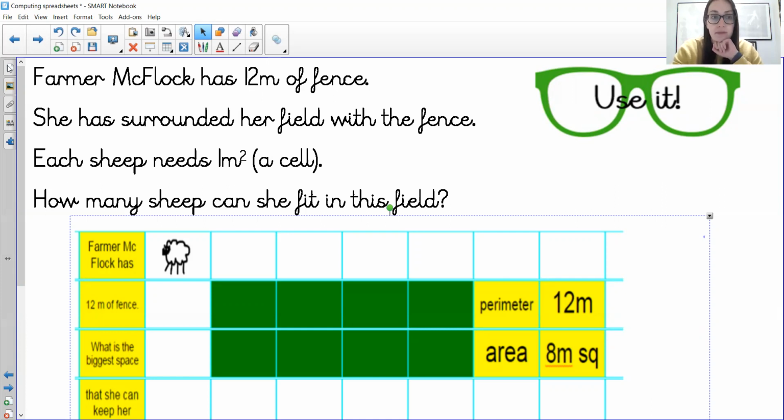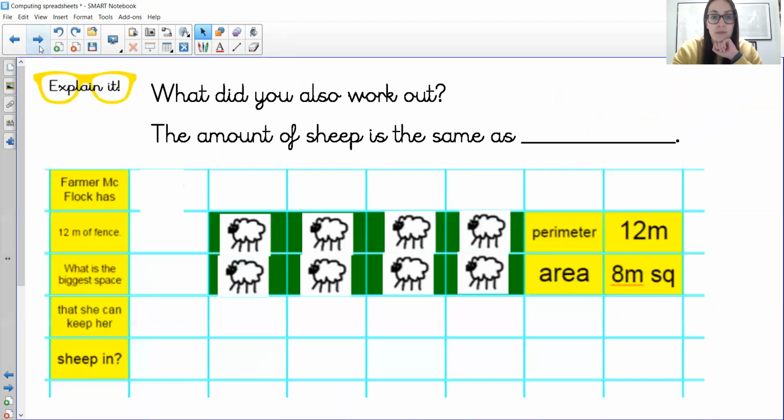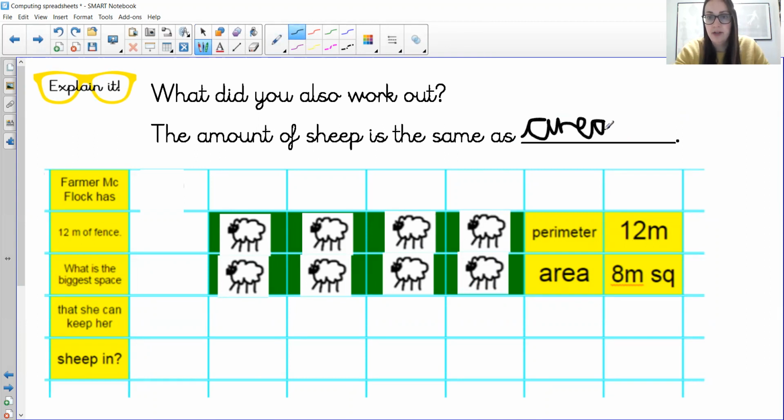What do we think? So hopefully you worked out that there were 8 cells, so she could have 8 sheep. The amount of sheep is the same as the what? It's the same as the area. Okay, right, let's explain. Very tricky doing joined writing on a computer. Let's try and explain that a little bit more then.